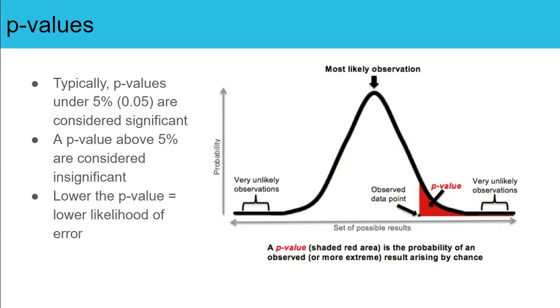We did mention p-values before, and typical p-values under 5%, so 0.05, are considered significant, and a p-value above 5% is considered insignificant. So if the p-value is lower, there's a lower likelihood of error.